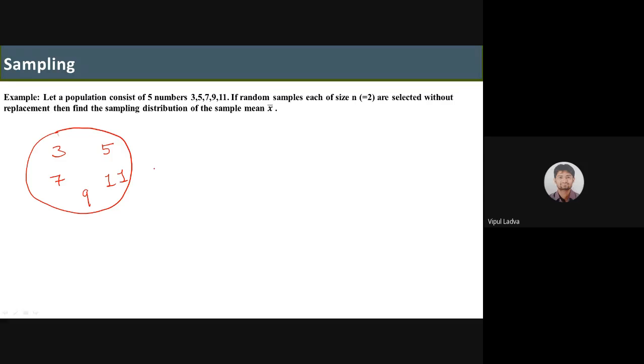छोटी सी population है. But what we are supposed to do? We are supposed to pick samples from this population. अब जो samples लेने हैं ना, उसकी size दे रखी है. Each of size small n equals 2. मानी कि sample मेरा ये हो सकता है 3,5. This is my first sample. It might be my second sample is 3,7. It's totally possible that my third sample is 7,9. It's totally possible my other sample is 3,9. We are supposed to pick samples.